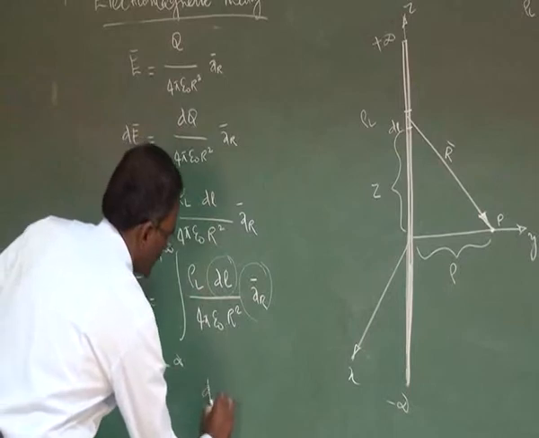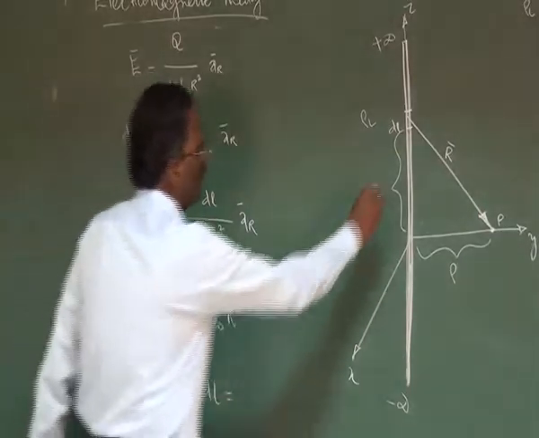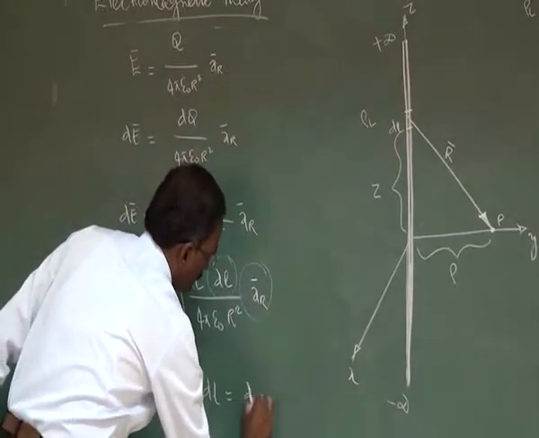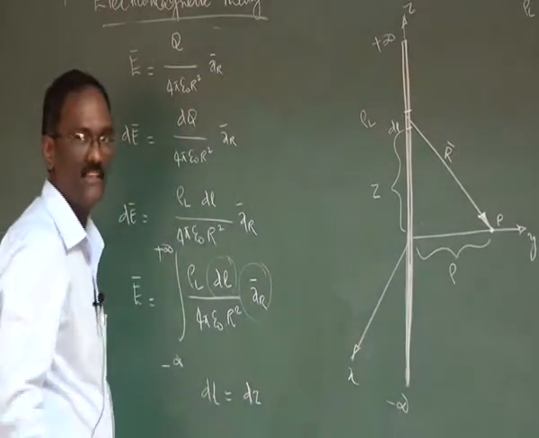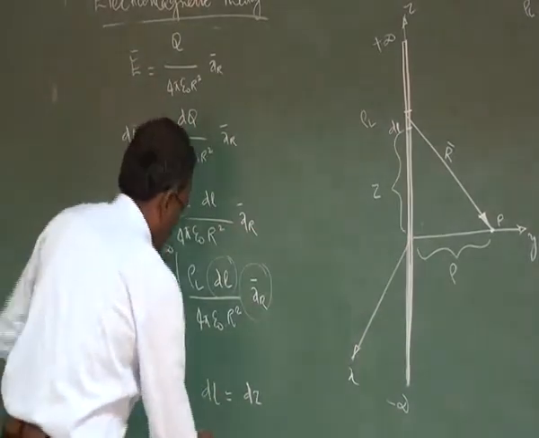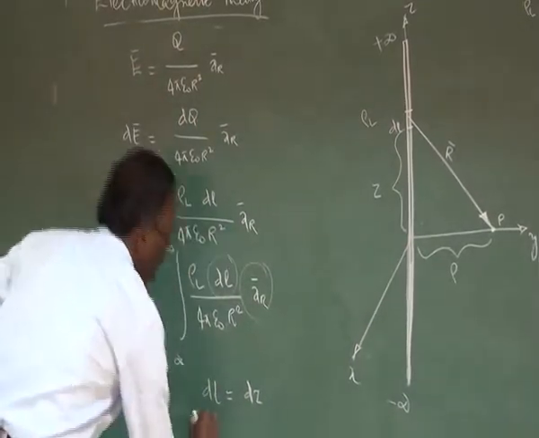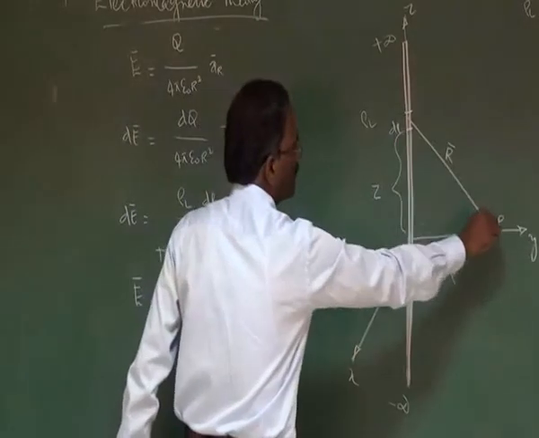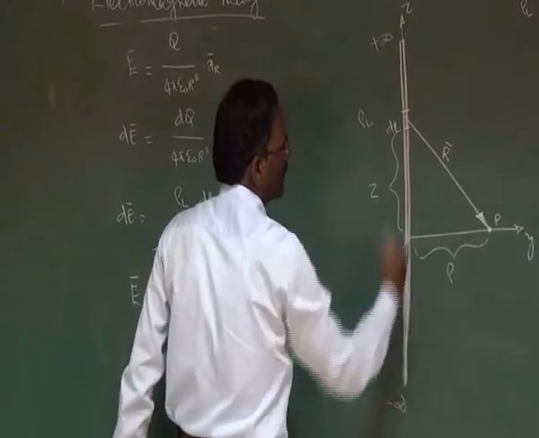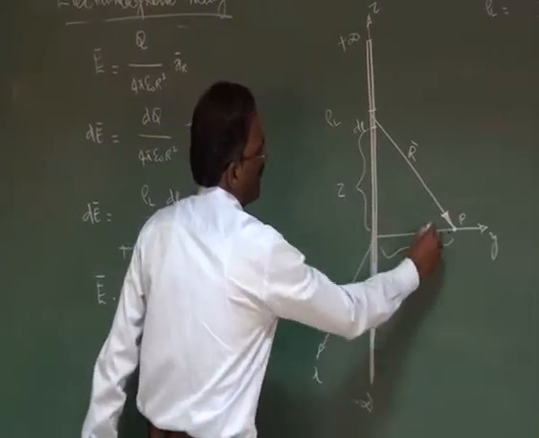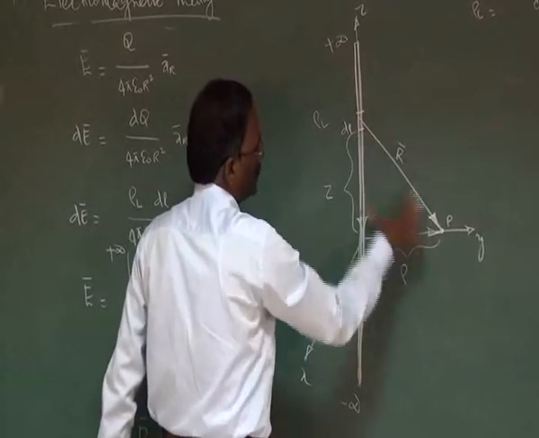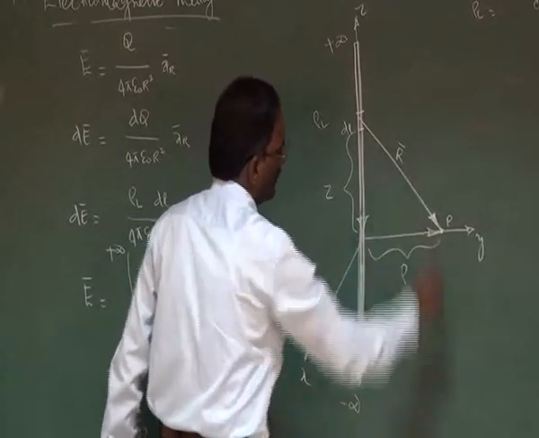So let me write what is dl first. dl has been taken along the z axis, so dl is equal to dz. dl can be written as dz since it is taken along the z axis, right? Then I must write what is R. R is a vector connecting this point with this point, right? This can be resolved into two, horizontal and vertical vectors, right? So this way I must complete the vector addition. Addition of these two vectors will give this R vector.